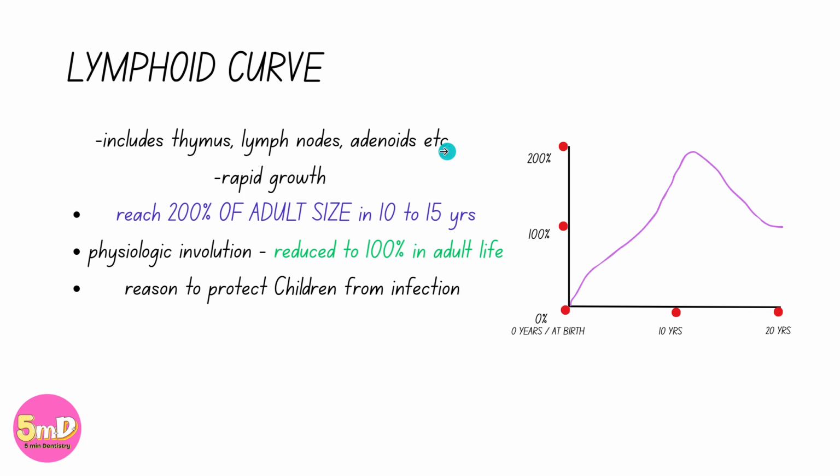So it is the lymphoid part. The lymphoid curve includes the thymus, lymph nodes, and adenoids. As you know, thymus is actually absent in adults. In adolescence, it shows the maximum size. So it reaches 200% of your adult size in adolescence, that is, in the 10 to 15 years. Then physiologic involution occurs, that is, it reduces in size from 200% in adult life. The reason is to protect children from infection. That is the basic reason why the lymphoid shows extraordinary growth in the 10 to 15 years age cycle.